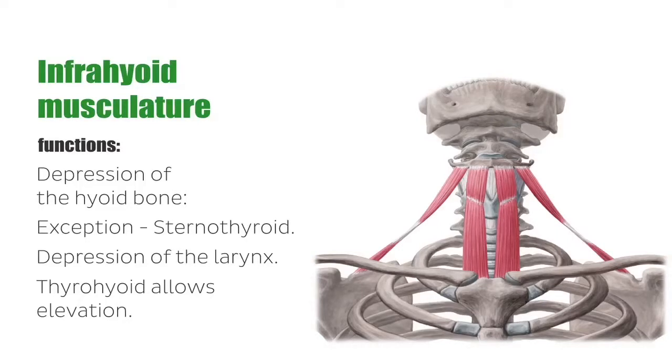The omohyoid has an additional function due to its structure. Remember that it has the intermediate tendon that we looked at, and this tendon is attached to the carotid sheath, which contains the internal jugular vein, the common carotid artery, vagus nerve, and lymph nodes. And by pulling this sheath, it prevents the big, thin jugular vein from collapsing and maintains a low pressure in the internal jugular vein. This way, it increases the blood return from the head to the superior vena cava.